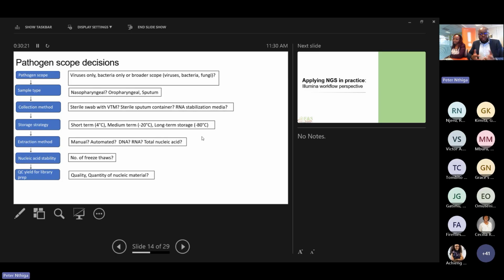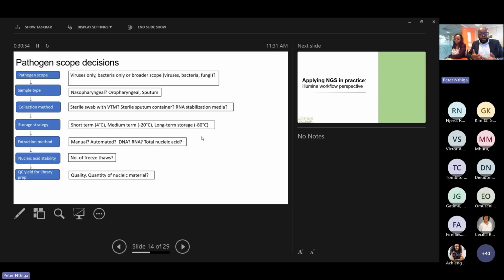Quickly, when you look at the pathogen scope decisions that we need to make, again, the objective of our study is key to keep in mind. What sample type are we dealing with? What's the collection method? Are we storing our samples in the right medium, for example, to ensure that the integrity of our nucleic material is not affected downstream? What is the storing strategy? Are we storing our samples short-term at +4, -20 or -80?